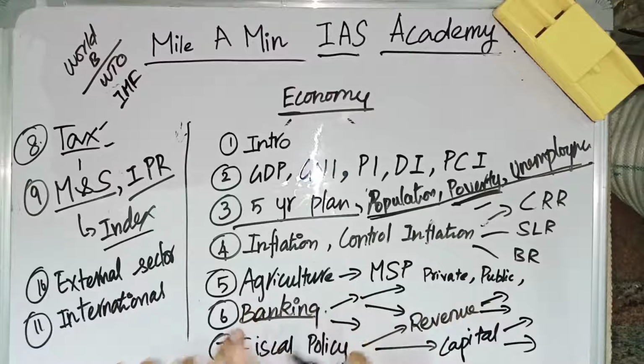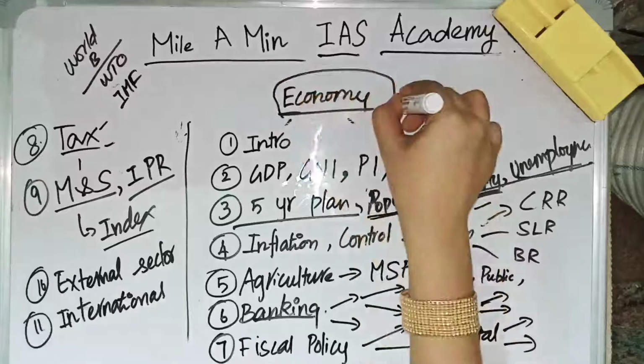We will be seeing about BRICS, AIIB, BIMSTEC, RCEP, ADB, and EBRD. We will be seeing all those international organizations. These are the things which are really important for the economy.